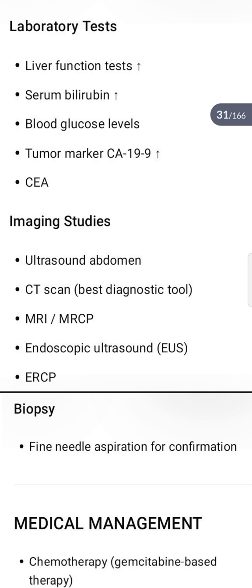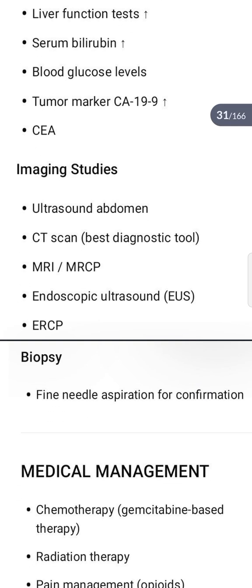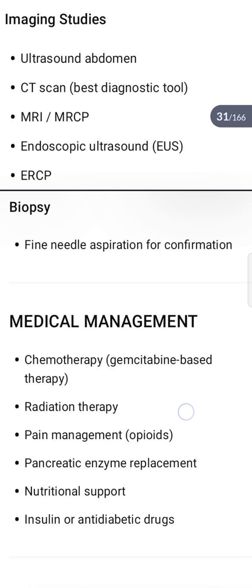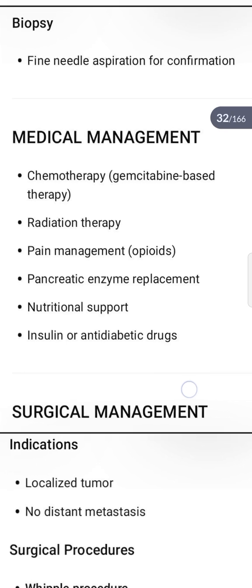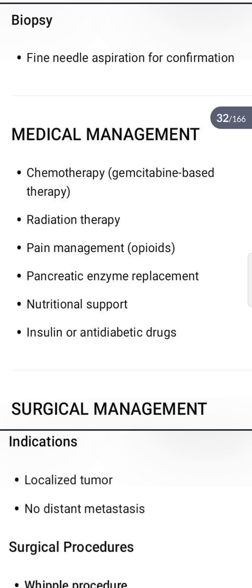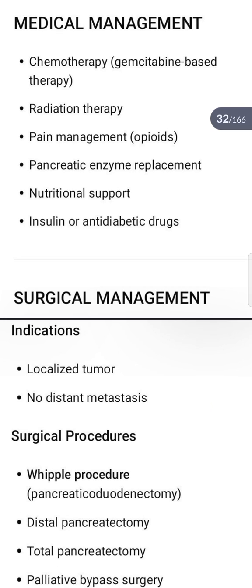In laboratory tests, LFT will be increased, serum bilirubin level will be increased, blood glucose level will be increased, and tumor markers CA 19-9 and CEA will be increased. In imaging studies we will see ultrasound, MRI, and endoscopy for seeing the structure of the pancreas. Biopsy is done by fine needle aspiration to confirm which kind of cancer it is and which stage it has reached. In medical management we have chemotherapy, radiation therapy, pain management, pancreatic enzyme replacement, nutrition support, insulin, and antidiabetic drugs.